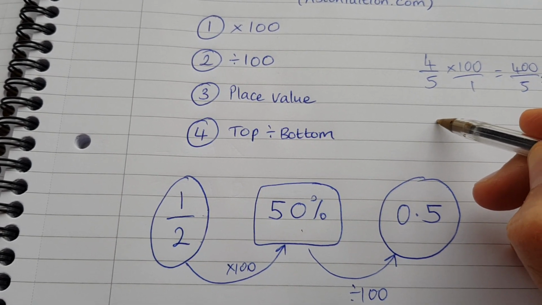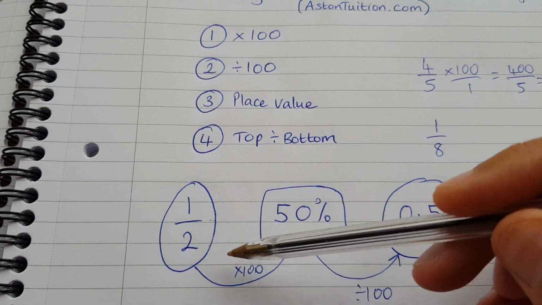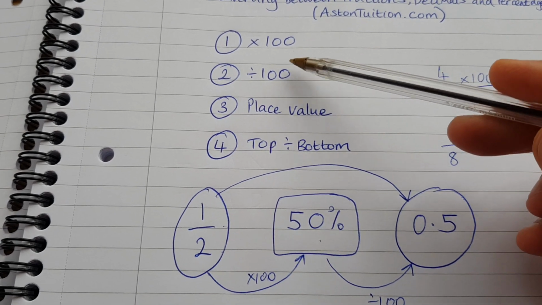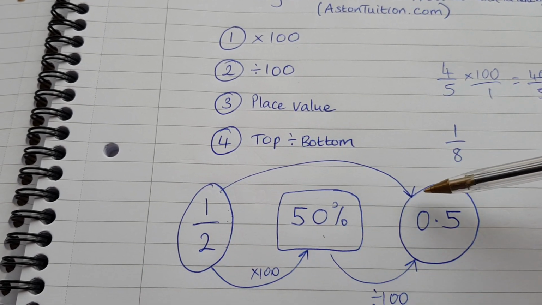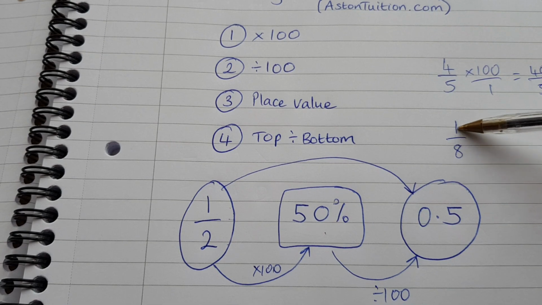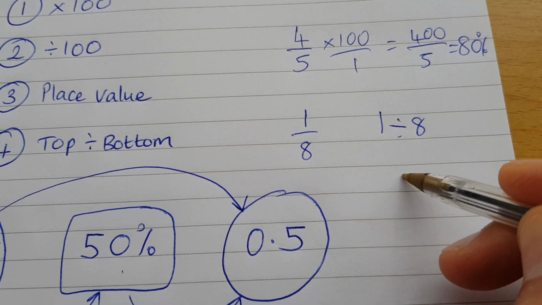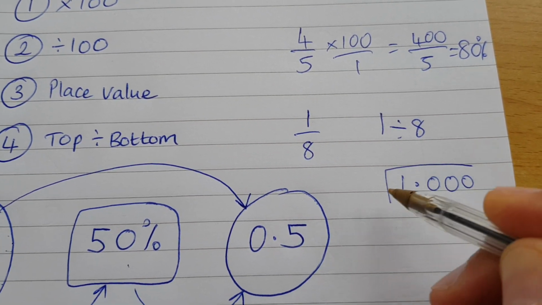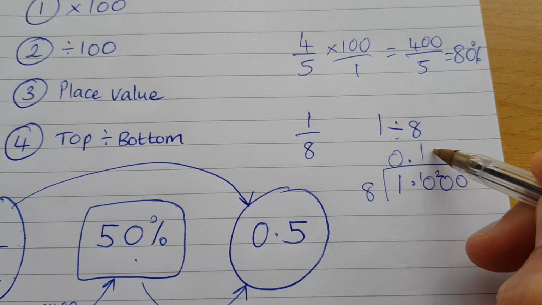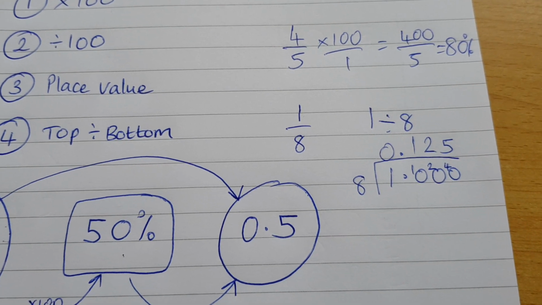Let's do a fraction to a decimal. So say if you've got 1/8. So this one, if you look at a fraction, we got a fraction here, half is 0.5. So it's not going to be times by 100 or divided by 100, because a half and 0.5, you haven't increased it or decreased it. It can't be place value because you've got a fraction, so it's top divided by bottom, so you've got to do 1 divided by 8. This is where you can use your bus stop method. So it's 1/8 is 0.125.